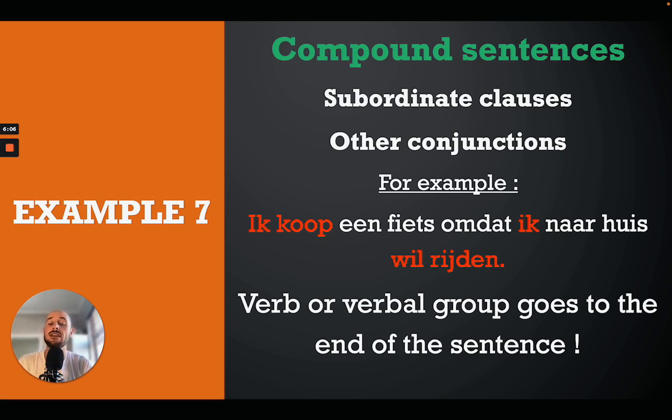Alright, so if you have a compound sentence and your connecting word is not en, of, want, and maar, alarm bells have to go off, and you need to think, alright, I need to put my verb or my verbal group all the way to the end. It's a tricky one. If you want to watch a video about compound sentences, I made one. Click on the following link, and this one is quite detailed. So if you want more explanation on that, check that video, and I'm sure it will help you out.